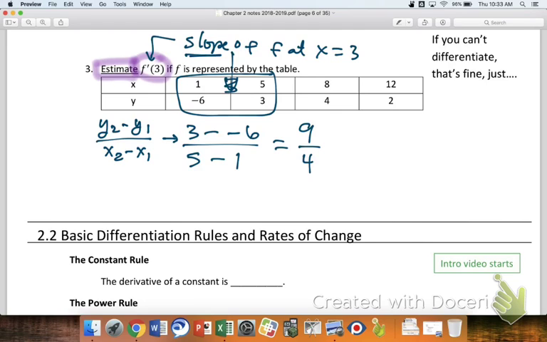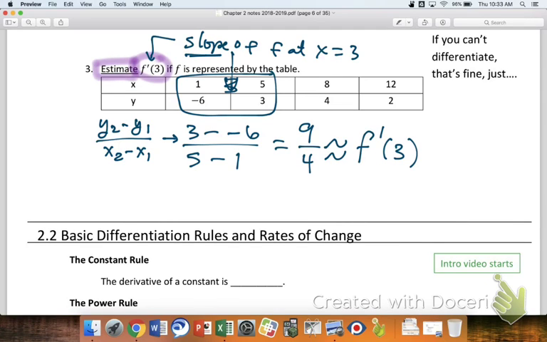So what I could then do is say this, and this is where I'm going to use a different symbol. I'm going to say that 9/4 is approximately equal to f prime of 3. That is the best estimate I can give here based on the information that I have. I can't really get any more specific than that because the only information I have is this table. That's the best I can do. Could it be that f prime of 3 is like negative 10 million? Could be. I don't know. But based on the information that I'm given, that's the best I can do.